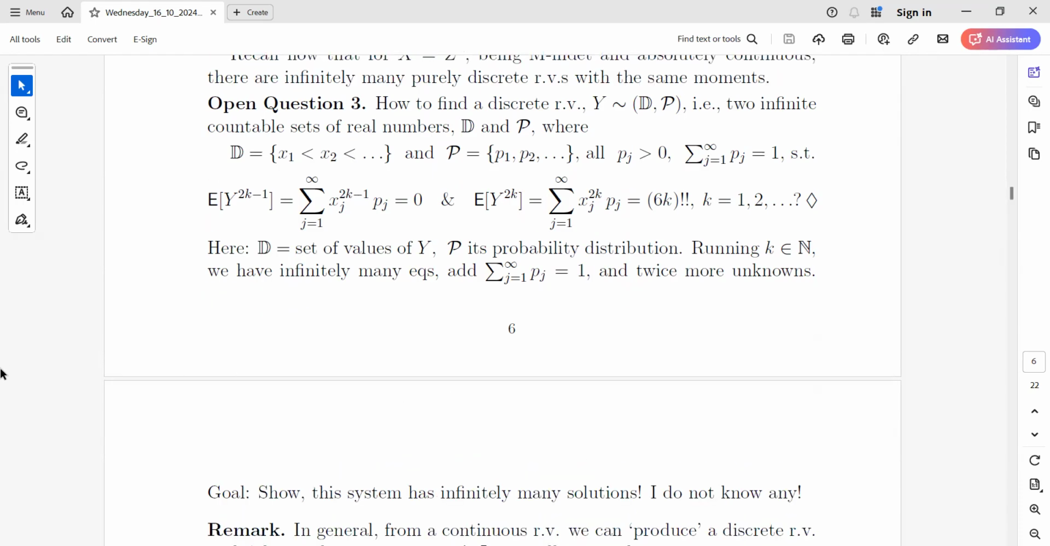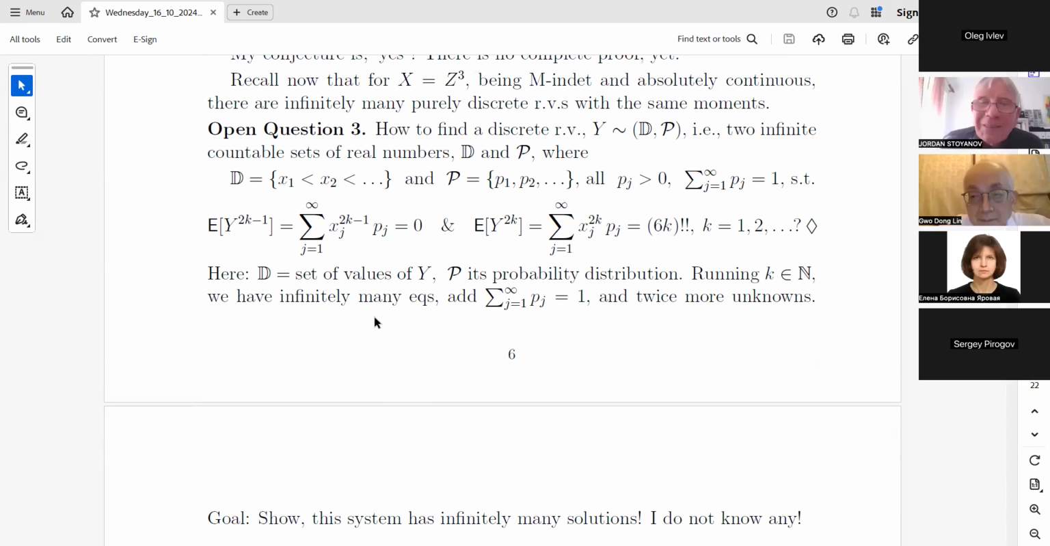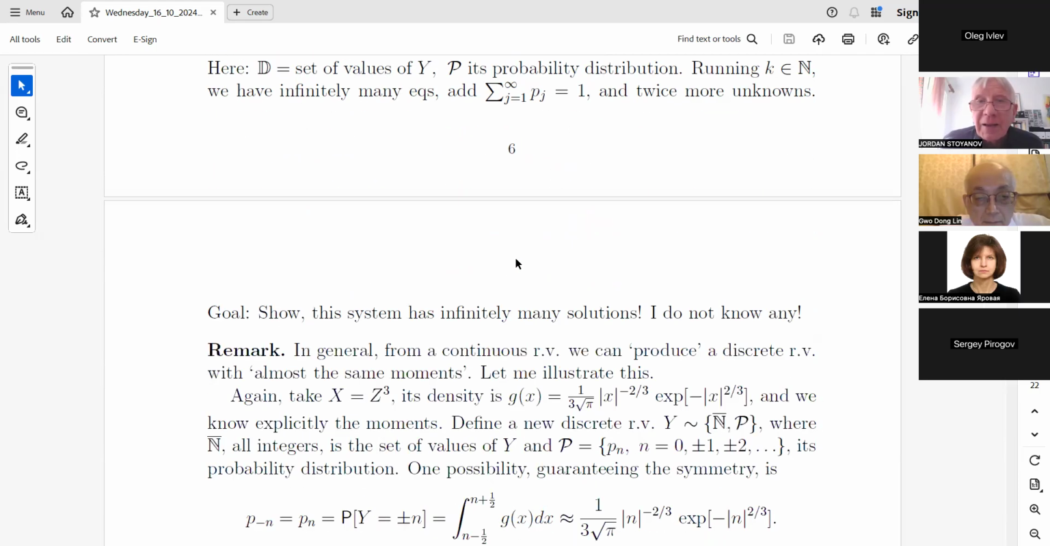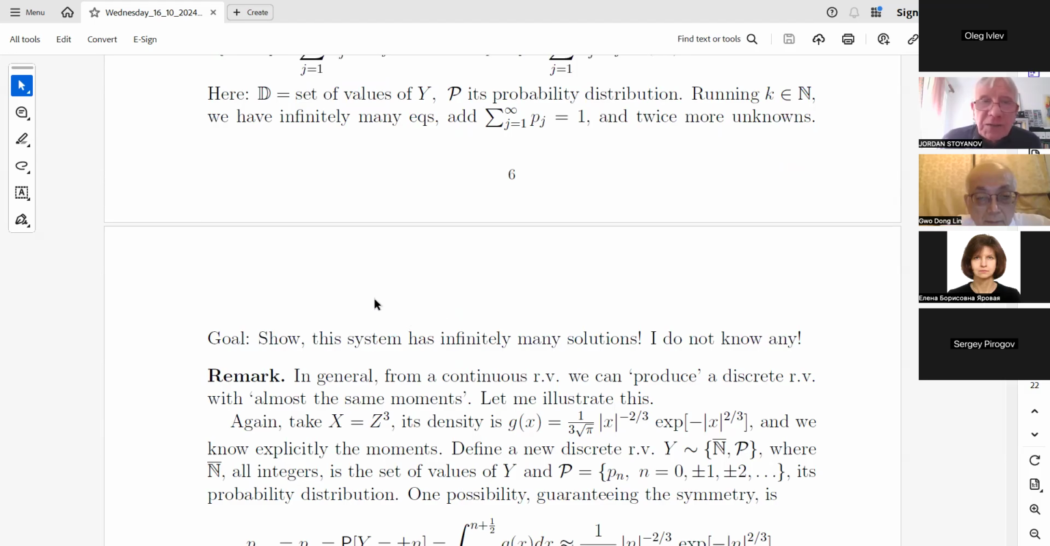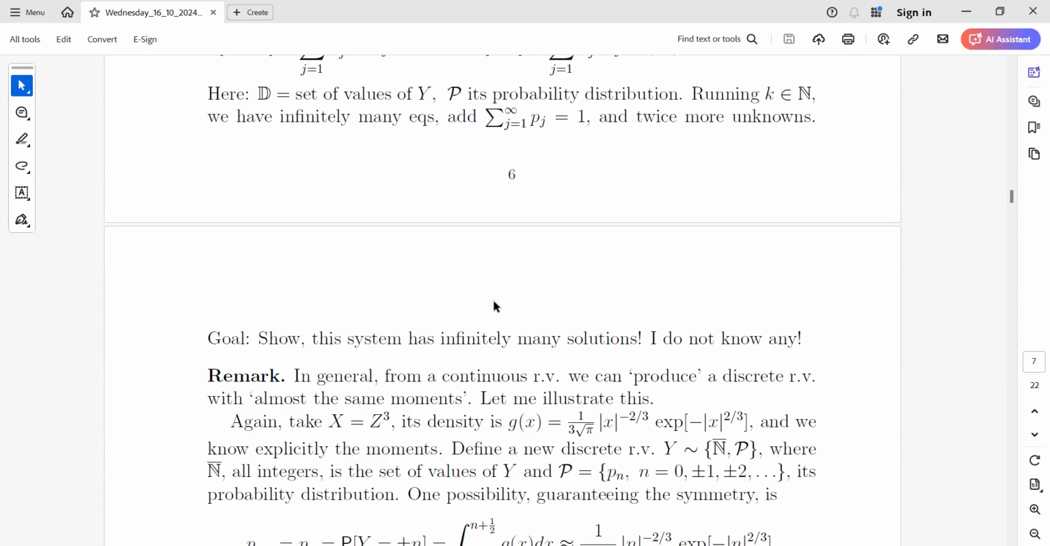So what we have is, as k runs, infinitely many equations. However, we have twice as many unknowns, because we don't know these numbers and we don't know these numbers. And I have to admit, what we know from Berg's fundamental result is that there are infinitely many solutions. And your speakers today, me and Dong, we don't know any.